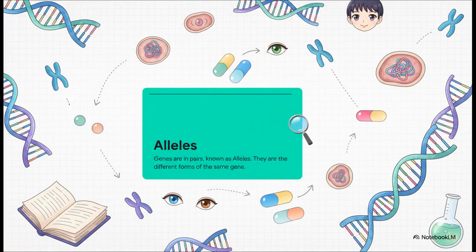Okay, let's jump into genetics. You know how genes are in pairs, right? Well, those pairs are called alleles. Think of it like this. A gene is the recipe for a trait, say eye color. The alleles are the different versions of that recipe you get, one from each parent. And how they combine, that's what decides the final result.